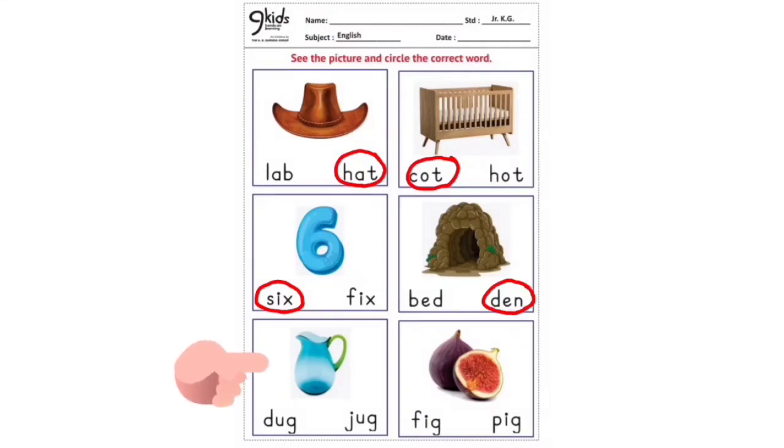Which is the next picture? Jug. So now read the words given below the picture of jug. D-U-G, dug. J-U-G, jug. So which is the correct word? Jug. So we will circle the word jug. Which is the next picture? Fig. So now read the words given below the picture of fig. F-I-G, fig. P-I-G, pig. So which is the correct word? Yes, fig. So we will circle the word fig.